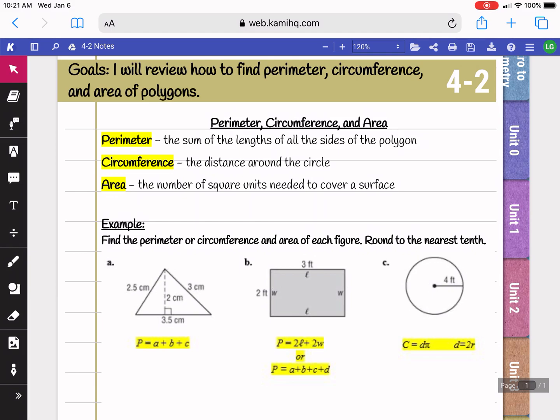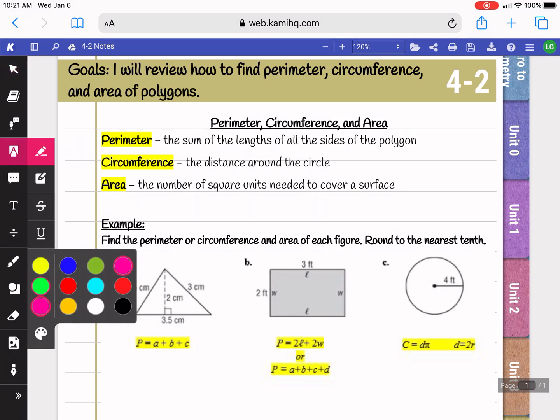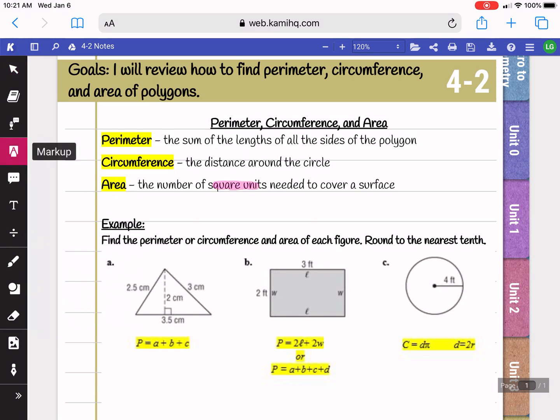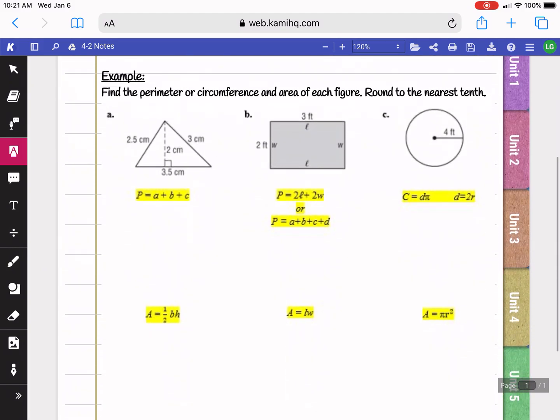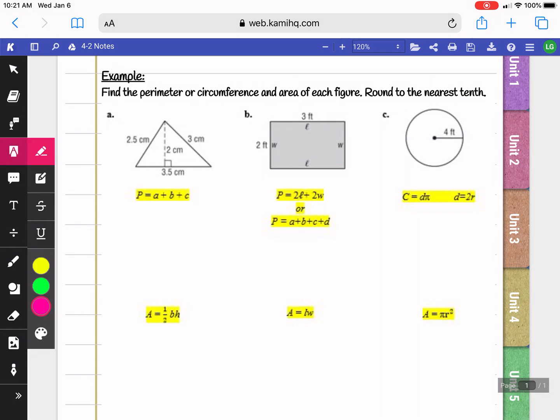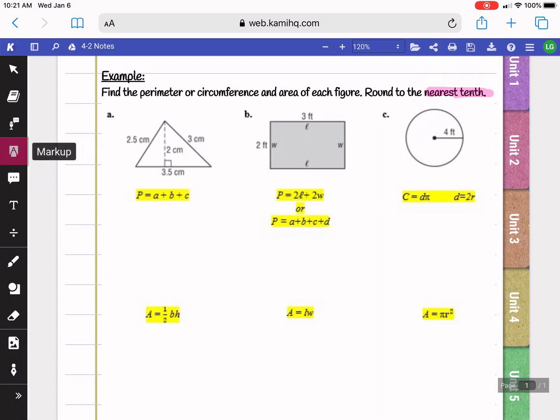Remember, when you're finding perimeter, circumference, or area, include units in your answer. If it's area, your units should be squared. So for area, remember you're doing square units. Here we're going to find the perimeter, circumference, and area of each figure and round to the nearest tenth. You can use a calculator when you're computing these answers. You can use the calculator on your phone, or you can use an online calculator like Desmos.